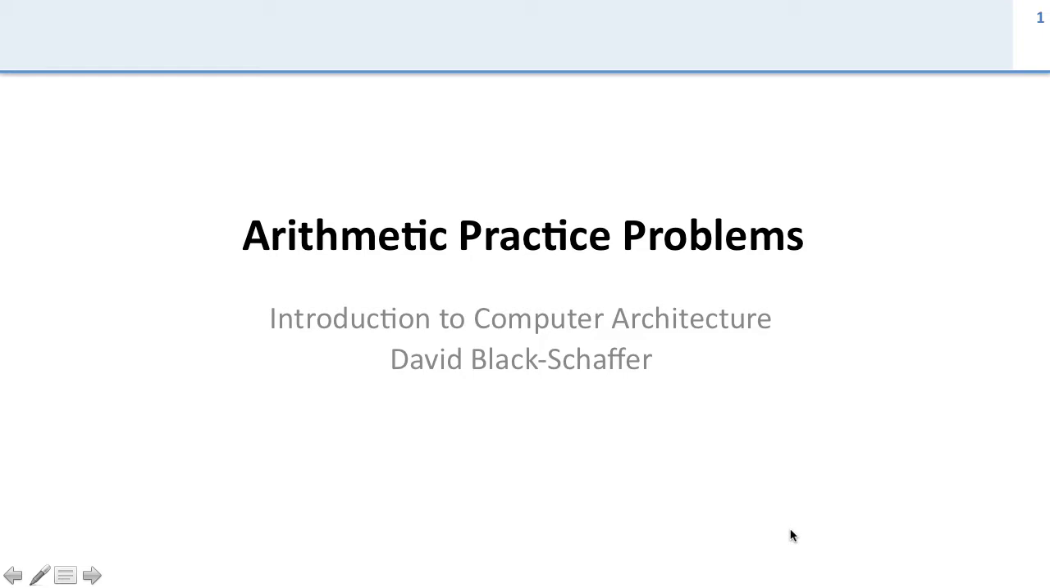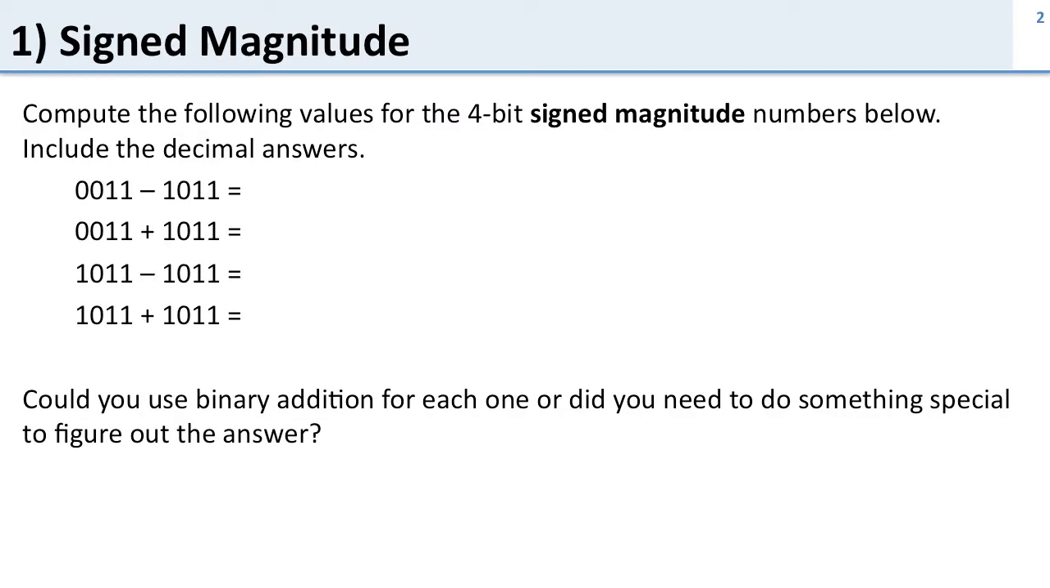So now let's go through the practice problems for arithmetic. The first problem here was about signed magnitude. I gave you a bunch of 4-bit signed magnitude numbers and asked you to calculate the answers and show it to me in decimal.